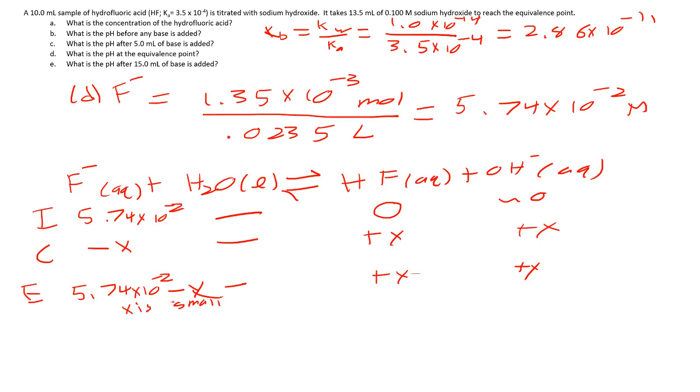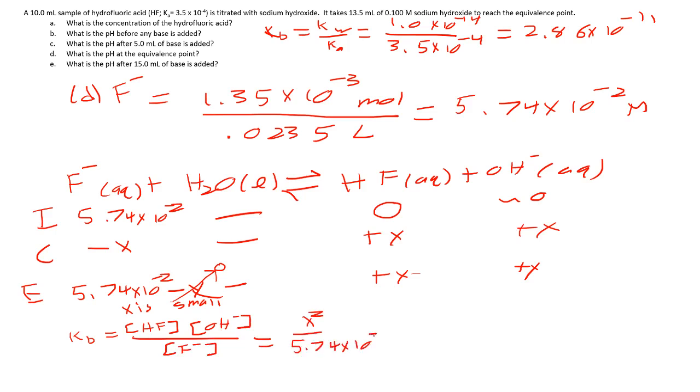So that means we're going to treat it like this part goes away to 0. So we can now set up our equation. So our Kb is equal to HF times OH minus all over F minus. And so we plug these in, we'll get x squared over 5.74 times 10 to the minus 2 is equal to the value for Kb. The value for Kb is 2.86 times 10 to the minus 11.